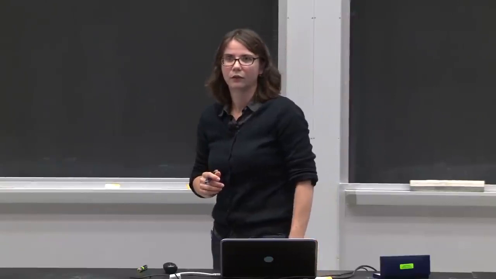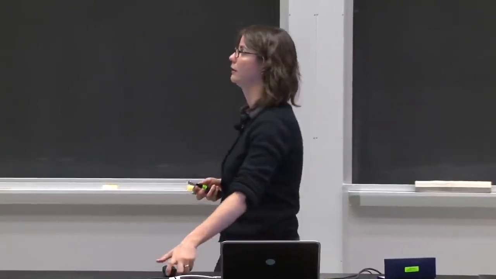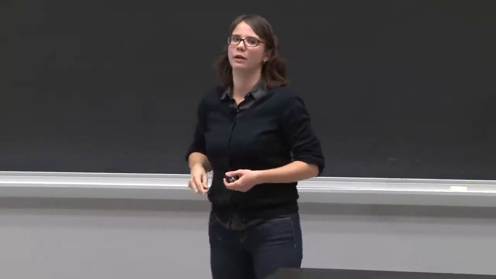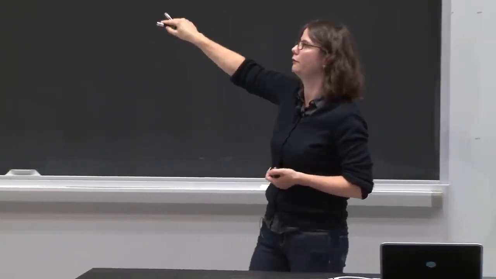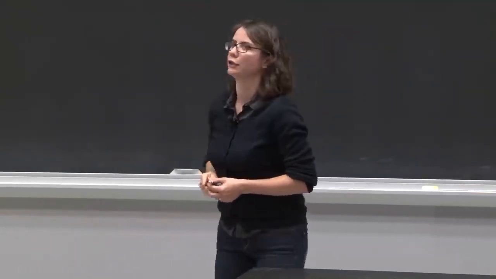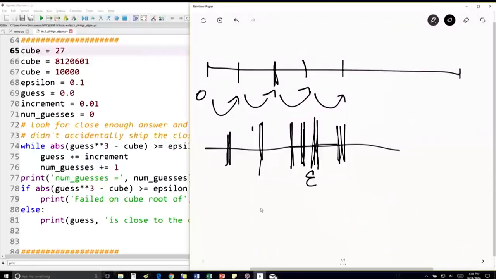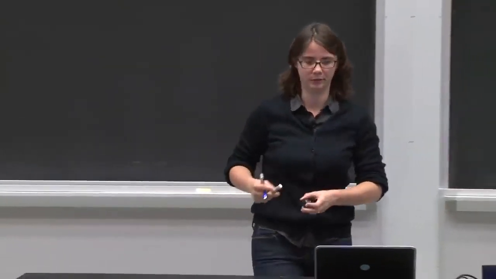Just because of the way the numbers were chosen in this example, using an increment of 0.01 with finding the cube root of 10,000 and epsilon of 0.1, it turns out that as I'm doing all these calculations, I'm going to skip over this perfect epsilon difference. So first I'm going to be too small, and then I'm going to be too large. And once I've become too large or too far away from epsilon, the guesses I continue to make are just going to be even farther away from epsilon. And I'm not going to get to my answer. And that's why I've reached an infinite loop in this code.